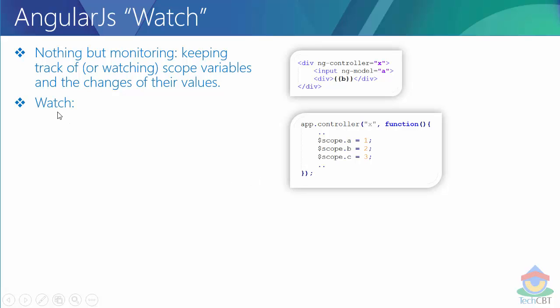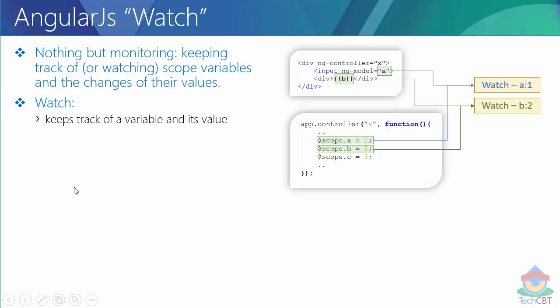Let us see how a watch works. First of all, a watch keeps track of a variable and its value. You can see here I have a variable called A, which is a scope variable obviously. And this variable A is bound to this text box using ng-model, which means there is a two-way binding to the variable. Whenever we have a data binding to a scope variable, a watch will be created automatically for us, and that will be handled by the AngularJS framework automatically.